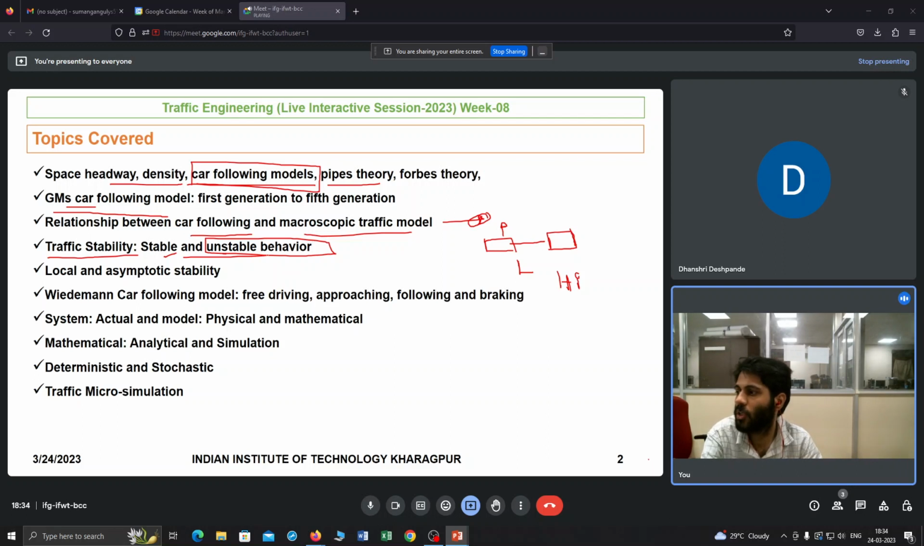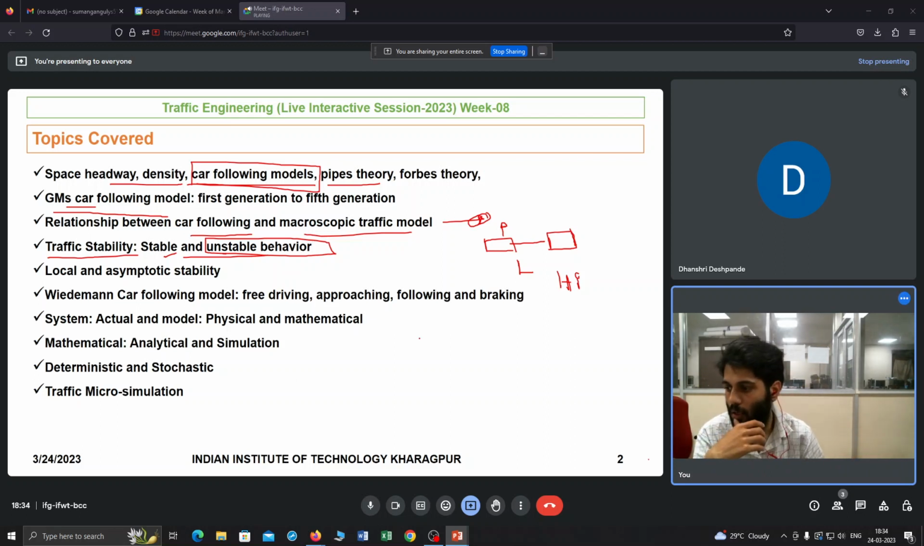There is also something called local stability and asymptotic stability. What I was discussing considers only two vehicles. Suppose there are only two vehicles and the leader vehicle abruptly changes its speed, so it might affect my follower vehicle, obviously if my space and time headway is small, right? But it may not impact the overall traffic stream.